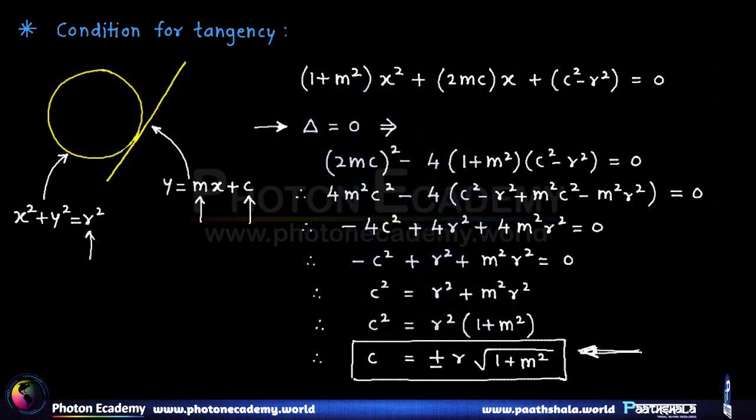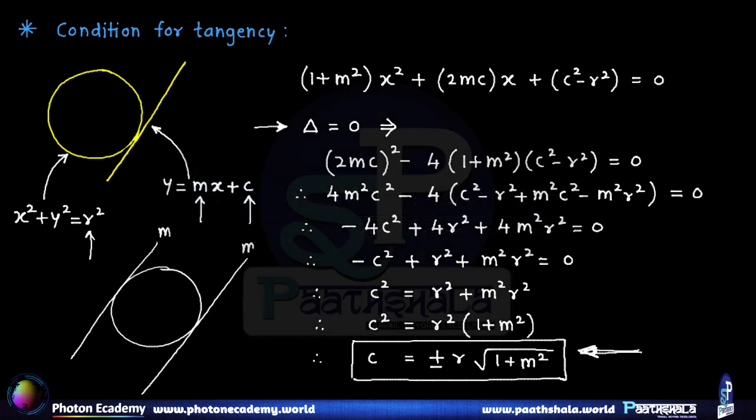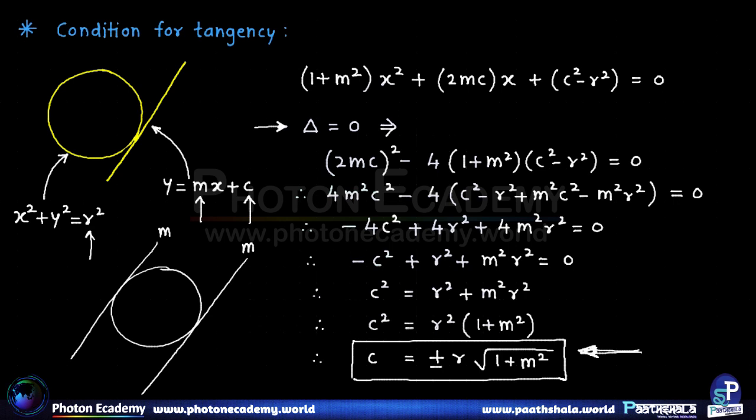Now why do we have the plus or minus sign at the end, or what is the significance of that? What it means is that there can be two tangents having the same slope. So for a given slope, the constant term can vary, which will place the tangent line parallel to itself at the other end of the circle. So let us solve one sum based on this condition of tangency.